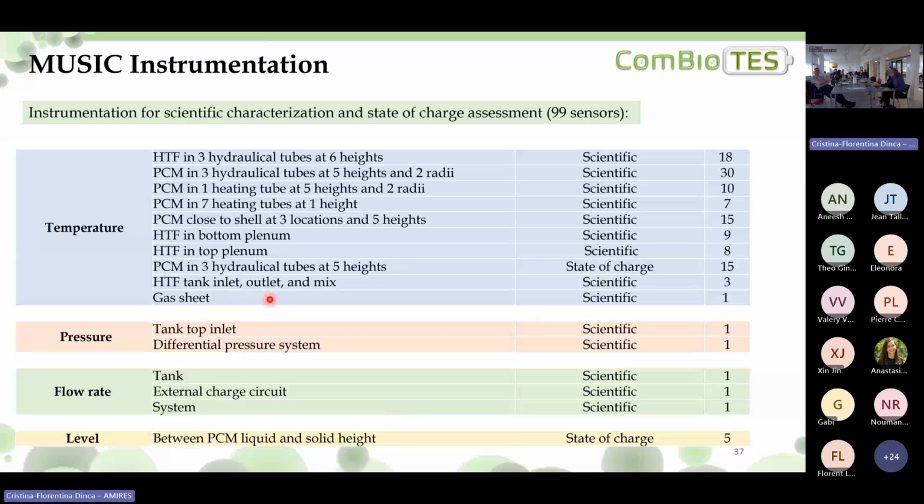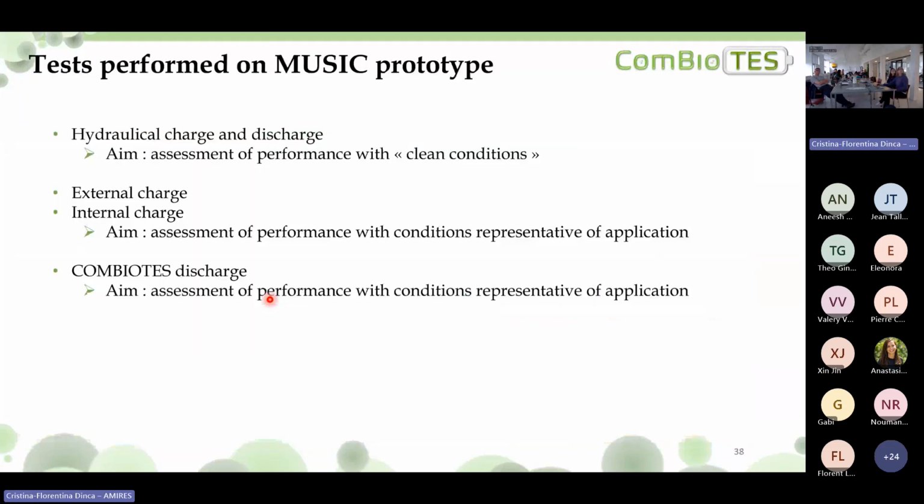Okay, I don't go into more details. And so what tests did we perform on the MUSIC prototype? At first, we performed tests with hydraulical charge and discharge because we wanted to be able to assess the performance with clean conditions. So this is not the operation that is planned in real operation, but we wanted to be able to monitor everything with clean conditions.